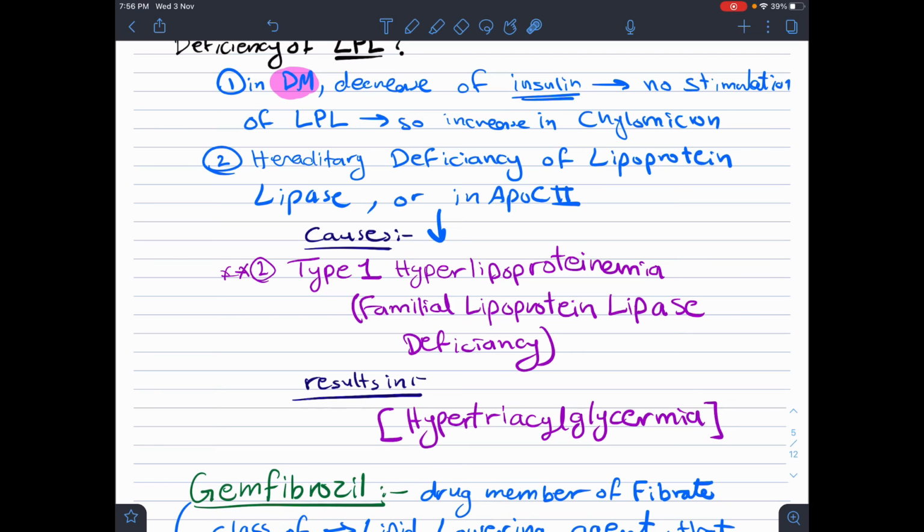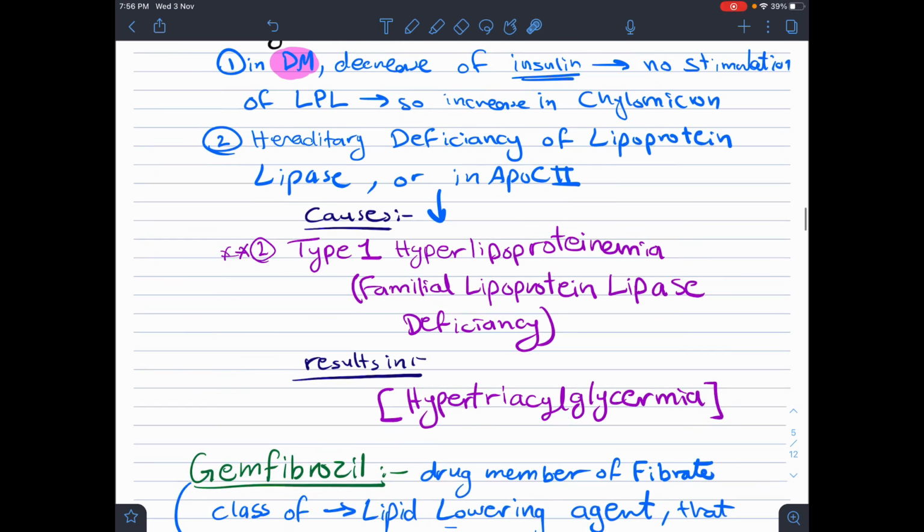So the first disease was the atherosclerosis. We discussed that. The second is type 1 hyperlipoproteinemia. Type 1 hyperlipoproteinemia is caused by deficiency of lipoprotein lipase or ApoC2, or in diabetes mellitus, a decrease in insulin. This is the second disease we have, the familial lipoprotein lipase deficiency.